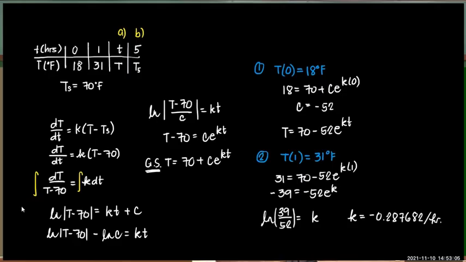All right, so there's a question. Where did we get the negative 52? 18 minus 70 is negative 52. Take note that e to the K times 0 becomes 1. Therefore, C is just negative 52. I'll just cancel this so you can see. This becomes 1.